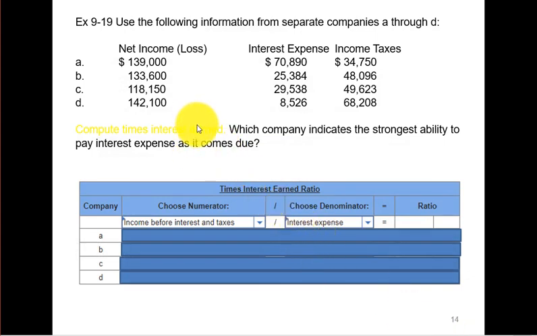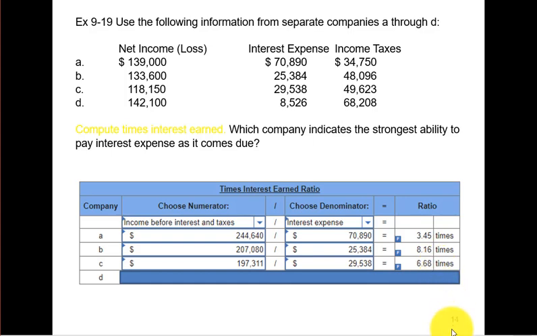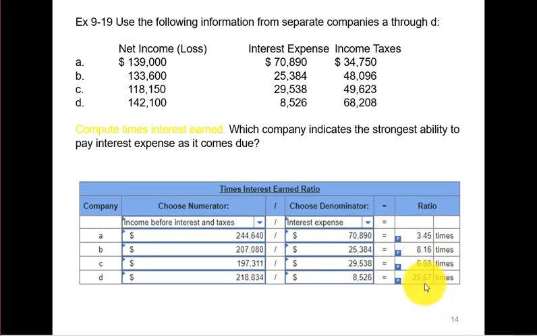And then we have another one here. It looks like the same times interest earned, and we're going to do A, B, C, and D. We're going to take the income, add back the interest and the taxes, then divide all that by the interest expense, and see which of A, B, C, or D has the strongest ability to pay back their interest. For A, it looks like 3.45 times. For B, it looks like 8.16 times. For C, it's 6.68. And for D, it's like 25.67. So D is absolutely doing the best job here and has the strongest ability to pay their interest payment.